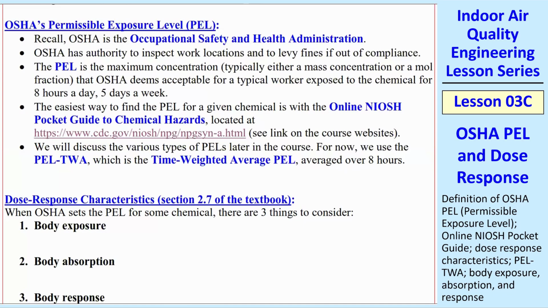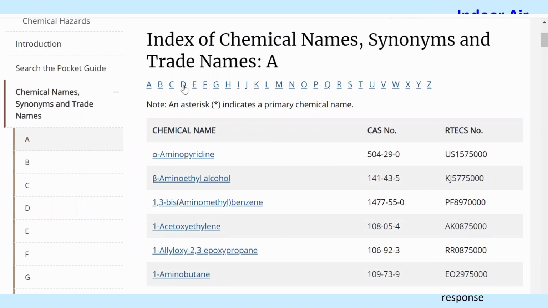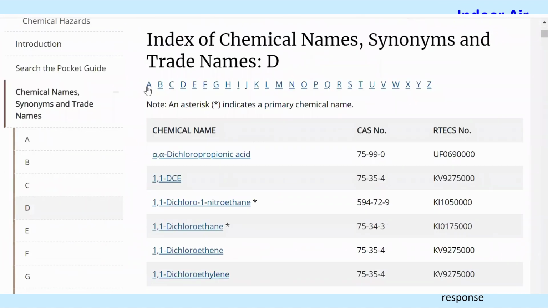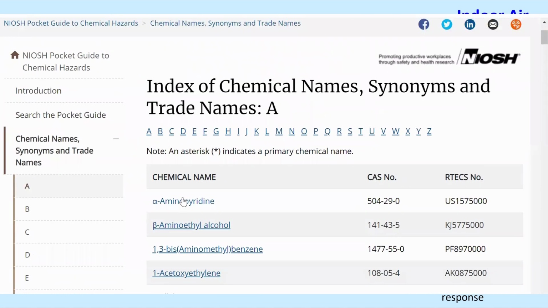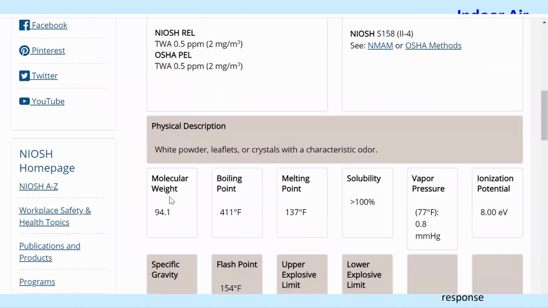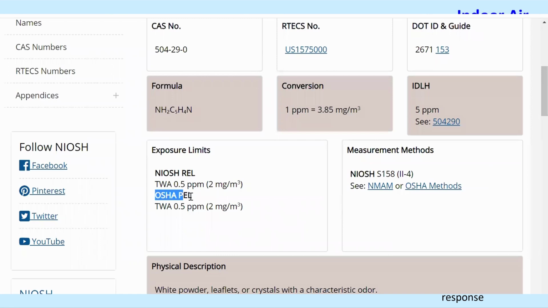So let me show you that website. You can pick chemicals by their first letter, so there's thousands of chemicals. Let's just look, for example, at the very first one, this alpha-aminopyridine. You have all this information: the chemical formula, molecular weight, boiling point, etc. What we're interested in here is the OSHA PEL. There's also something called a NIOSH REL, which is often the same but sometimes different.